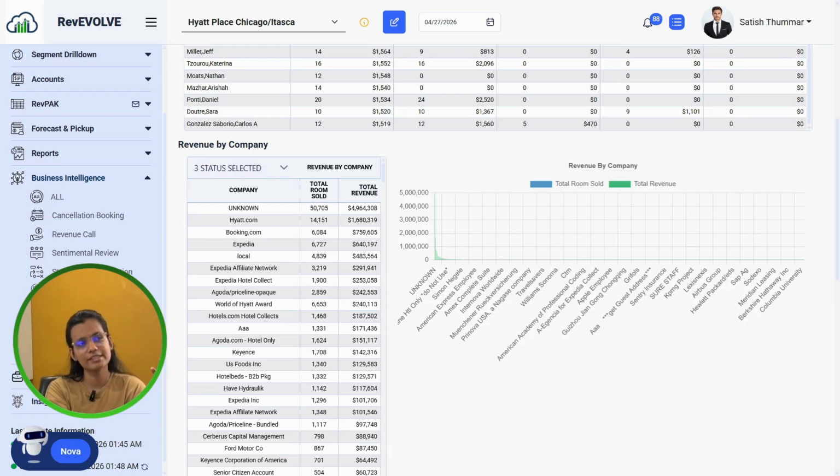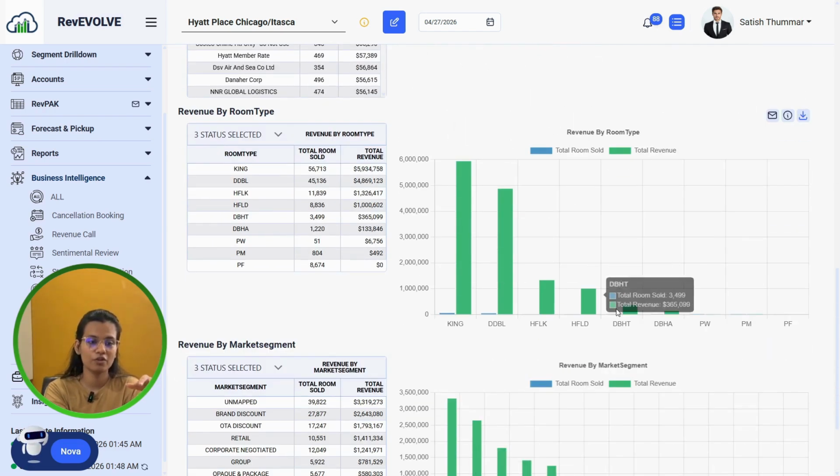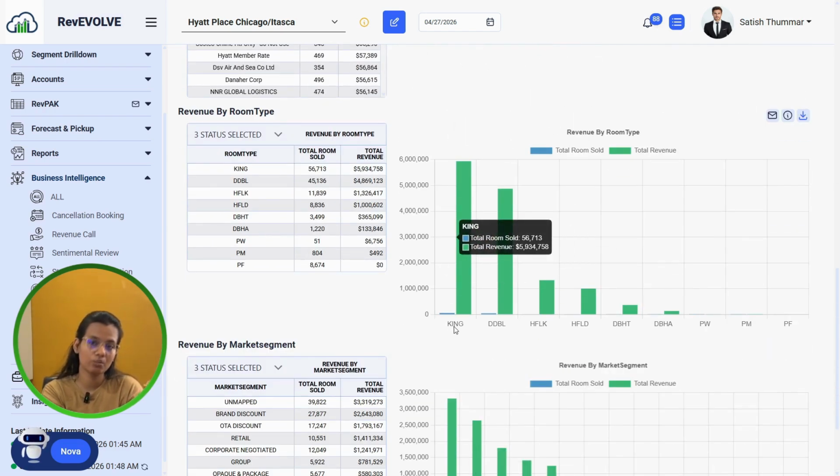Then it also depends on the room types. We can see which room types perform best. Here for the room types, we can see the king room type is gaining more for this hotel. It totally depends on your hotel. Then we have the DDBL room type, which is the second highest. Likewise we have each room type with the total rooms sold and total revenue.